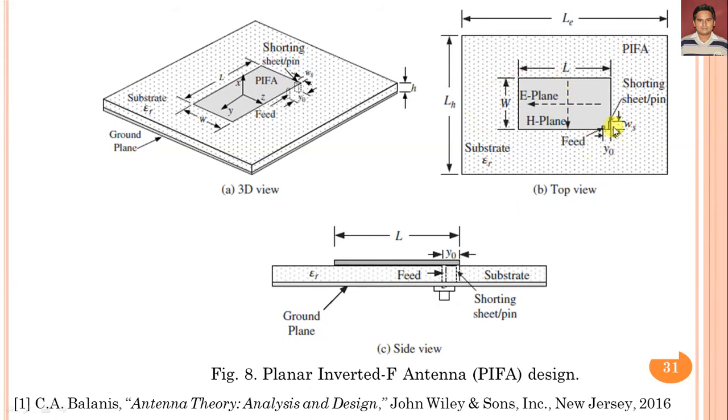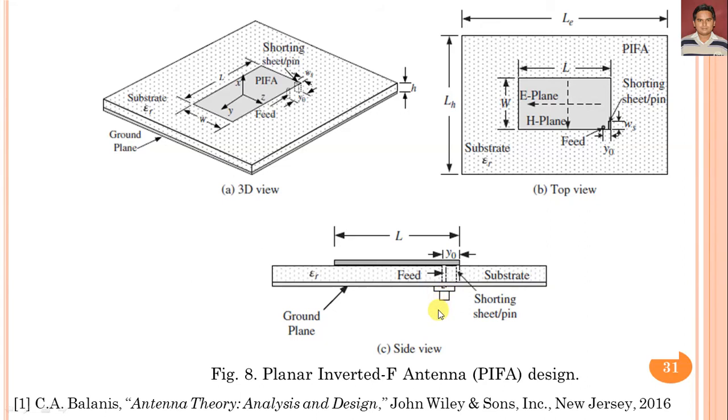Here you can see, this is the shorting pin, having the width W of S, and this is the gap y naught, and this is the feed element. So from this analysis, we can analyze the effective length, LE, that means length of the E plane and length of the H plane, that we can calculate.